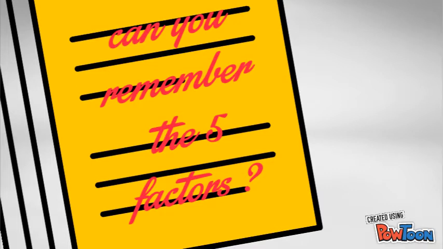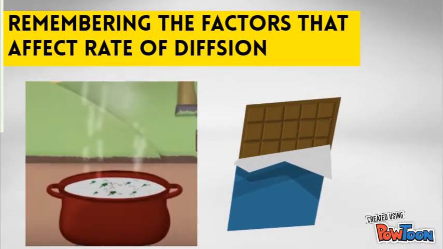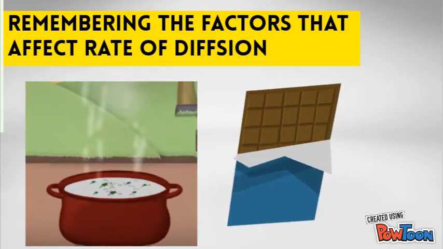Let's conclude on the factors that can increase the rate of diffusion. For the factors that affect the rate of diffusion, you can always revisit the two examples of hot soup and also chocolate milk to help yourself remember better.